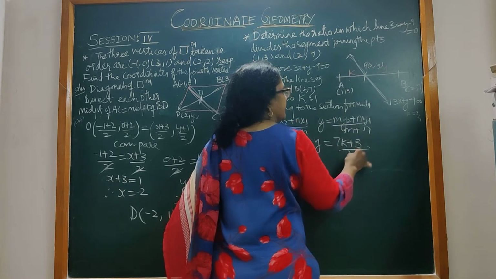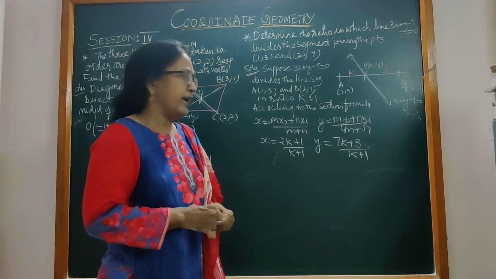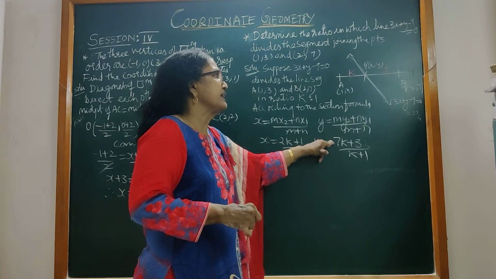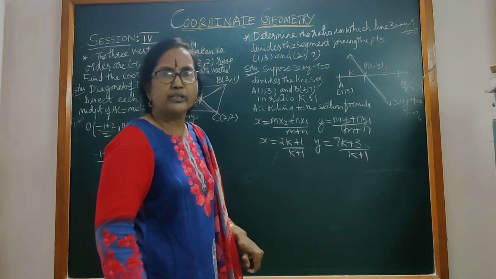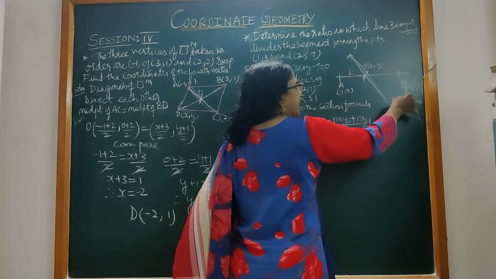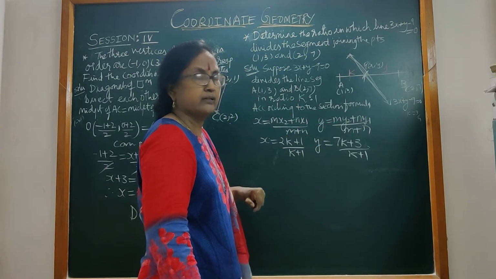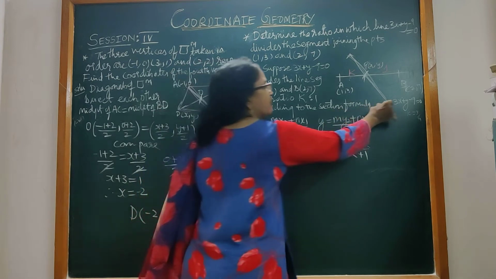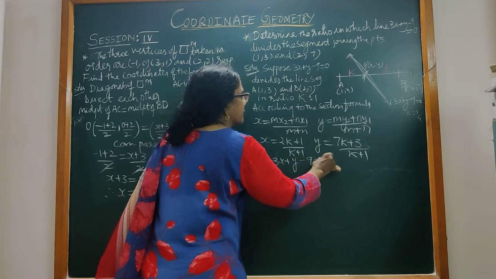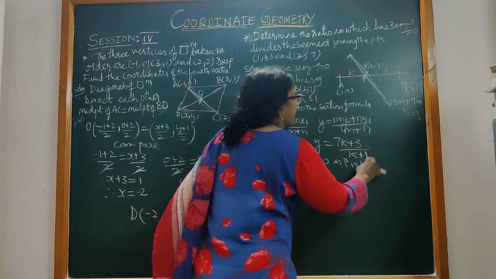7k plus 3 upon k plus 1. So you have got x as 2k plus 1 upon k plus 1 and y as 7k plus 3 upon k plus 1. Now when the line is passing through this line, the point is satisfying this line because it is lying on it. So we will keep the value of x and y in this. 3x plus y minus 9 is equal to 0 as P is lying on the line.